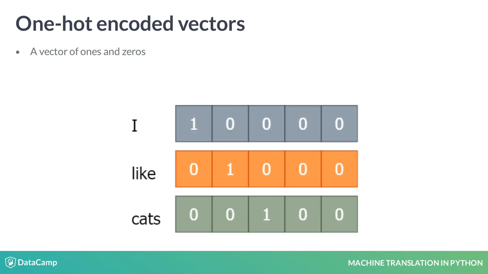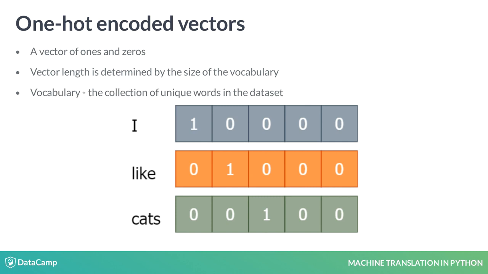For example, in the sentence "I like cats," the word "I" can be represented with a vector of length 5 and the first element being 1. The length of the vector is determined by the size of the vocabulary. The vocabulary is the collection of unique words used in the dataset for a specific language.